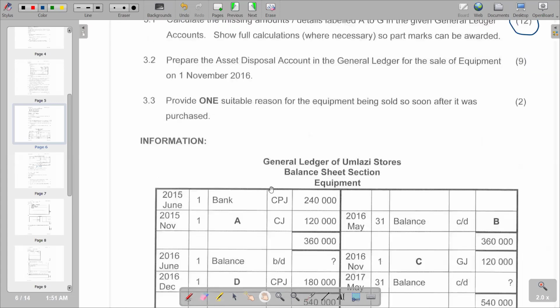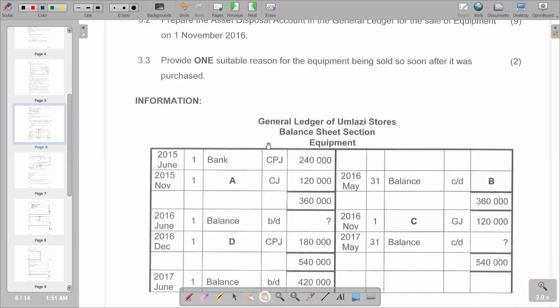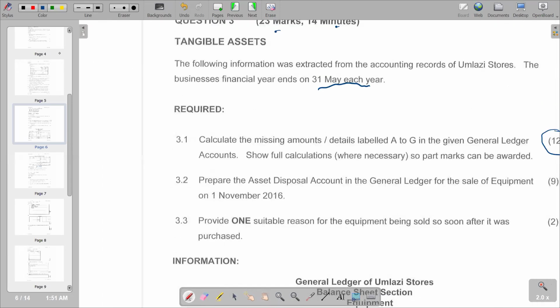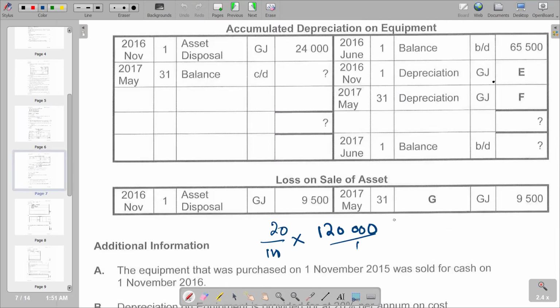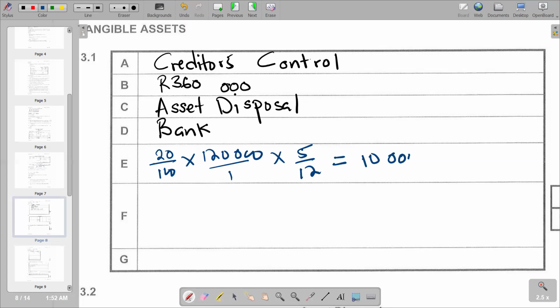So if you come back here, you'll see that from 31 May up to the day it was disposed, which is now 1 November, we say June, July, August, September, October. Then 1 November disposed. So we have 1, 2, 3, 4, 5. You make a proportion of 5 months, 5 over 12. So that's how we are going to present it in our answer section, whereby we say 10%, which is 20 over 100, you multiply by 120,000, and then you make a proportion of 5 months. And then the answer that we are going to get is 10,000. So that's what we have on that part.